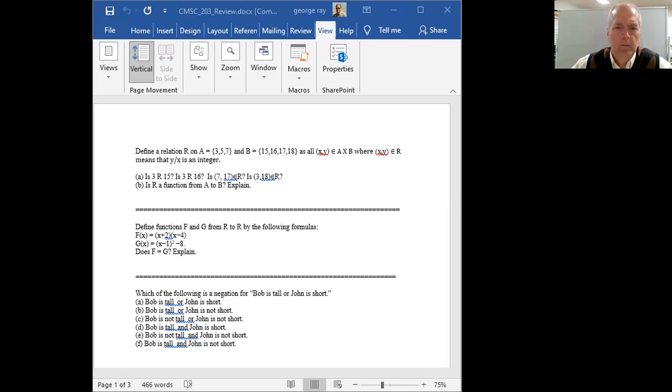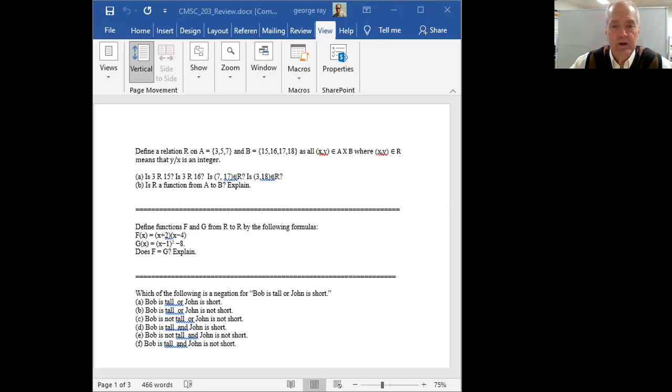So in A, it asks, is 3R15 part of this relation? And the answer is that yes, it is, because 15 divided by 3 is equal to 5. Then we have, is 3R16, in other words, 16 divided by 3, part of this relation? And the answer there is no, because 16 divided by 3 is not an integer.